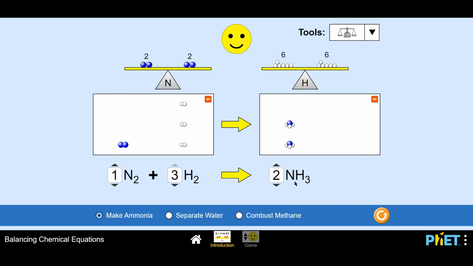Apparently, in order to produce ammonia, nitrogen and hydrogen have to combine in this 1:3 ratio. Maybe that makes sense because when you look at the ammonia, there's 1 nitrogen and 3 hydrogens. So in order to produce ammonia, where the chemical formula is NH3, you need to combine nitrogen and hydrogen in a 1:3 ratio.